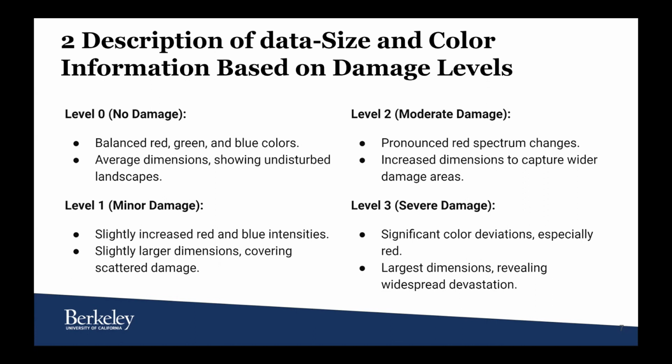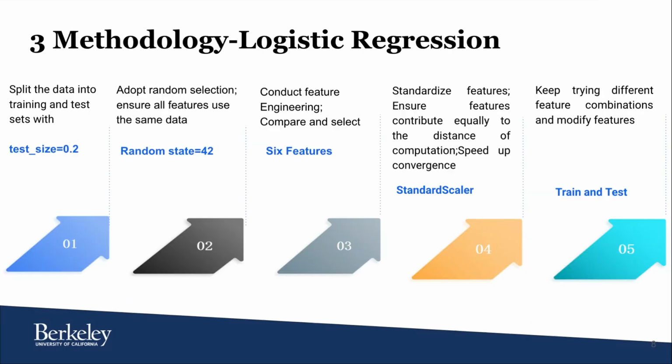Level 3 is severe damage. The images in this category show the highest color deviations, with a notable increase in red, reflecting widespread devastation and requiring the largest dimensions to capture the extent of the damage.